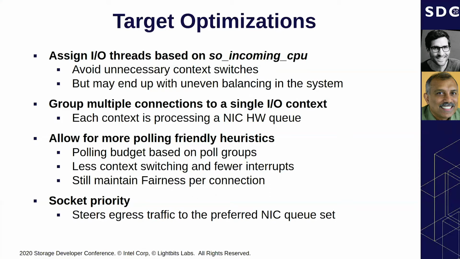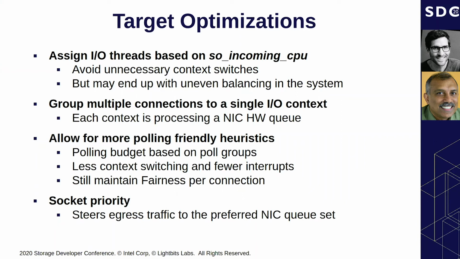The second one is about grouping: grouping multiple connections to a single IO context. By grouping, because you're able to group multiple connections, which means essentially multiple NVMe queues, to a single NIC hardware queue, it enables better efficiency with each context processing on the NIC hardware queue.